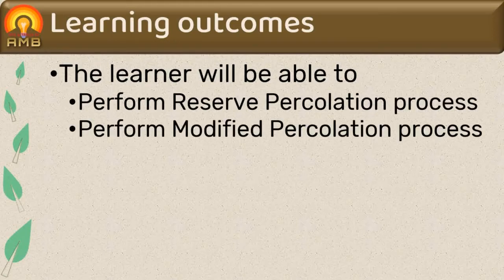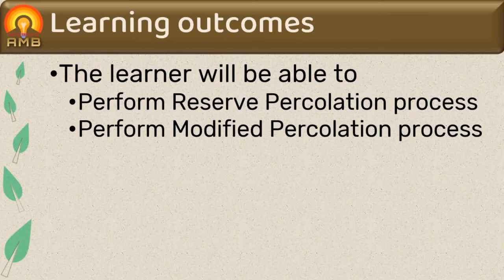perform modified percolation process. In previous video, we had already discussed that the process of extraction which involves a passage or flowing of menstruum through drug for a short period of time is called percolation. We also discussed that percolation process is of three types: simple percolation, percolation for concentrated preparations, and continuous hot extraction process. In previous video, we already discussed simple percolation in detail.